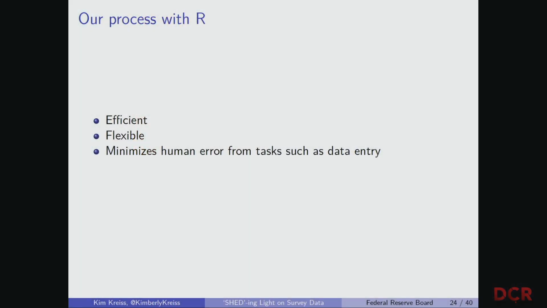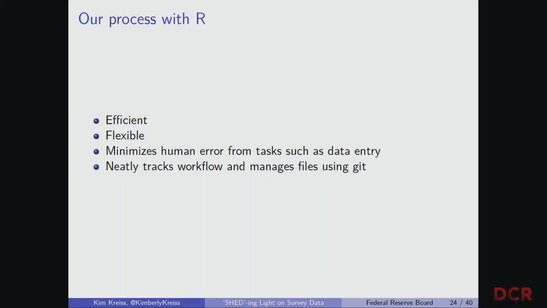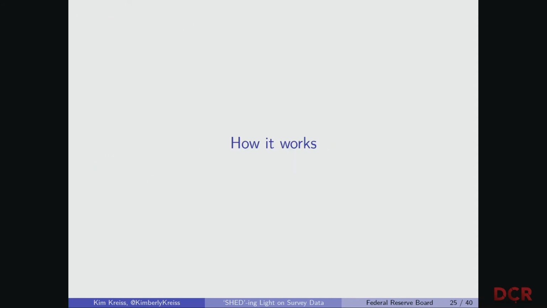And our process minimizes human error. Data entry is tedious. People don't like doing it. And it's prone to errors. And finally, we have Git, and Git neatly tracks our workflow and manages our file structures. So we're doing really well here.